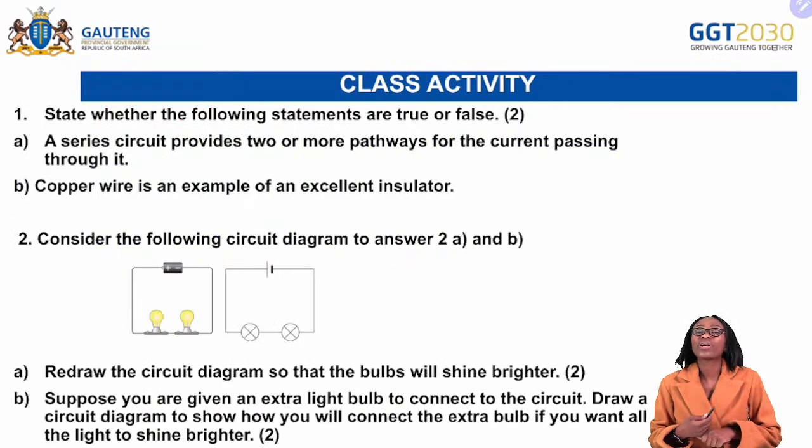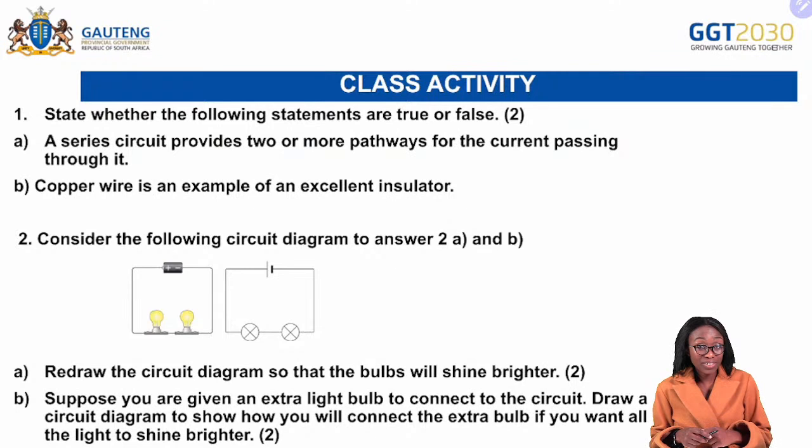So now we have come to our class activity. Question number 1. State whether the following statements are true or false. Statement A: a series circuit provides 2 or more pathways for the current passing through it. Statement B: copper wire is an example of an excellent insulator. So you should state whether those 2 are true or false.